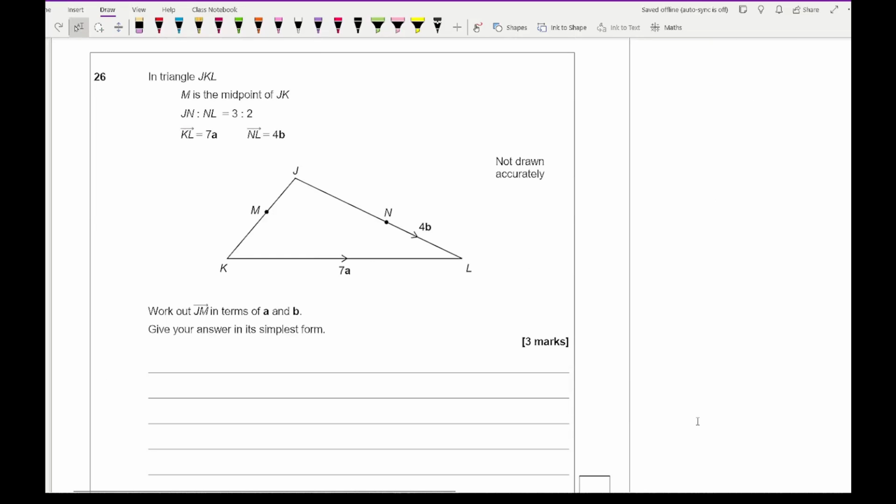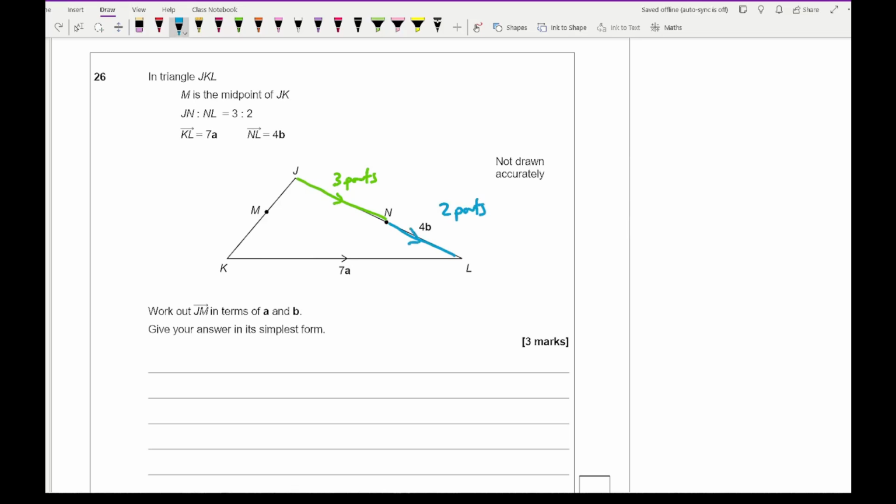Then moving on to question 26, which is our last question. It says in the triangle JKL, M is the midpoint of JK, JN to NL is in the ratio of 3 to 2, KL equals 7A, and NL equals 4B. Work out JM in terms of A and B, give your answer in its simplest form. So first things first, let's look at this ratio. So we know that the ratio of J to N is 3 parts going in this direction, and this part here is 2 parts.